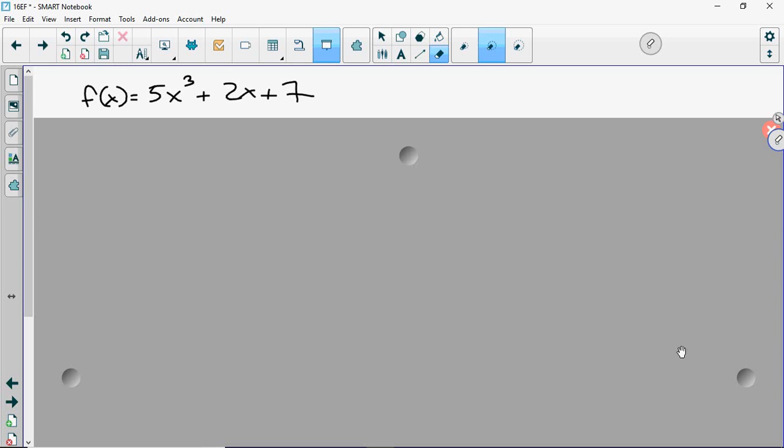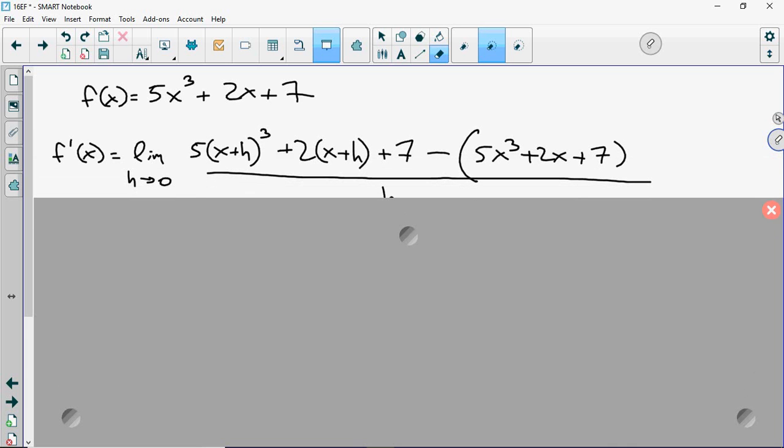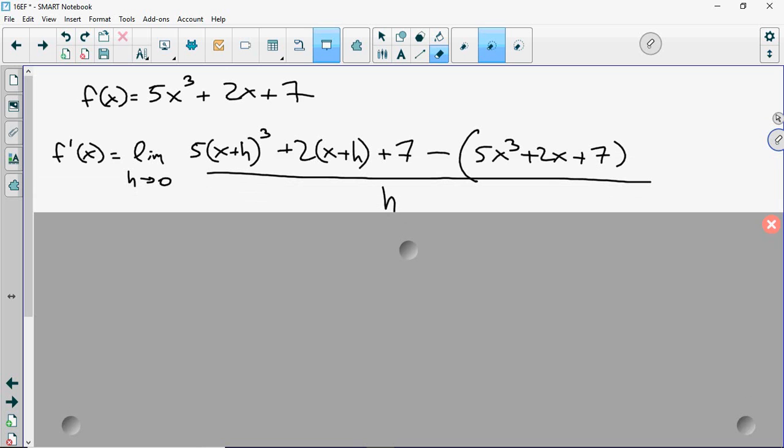this. Also works when there are multiple terms in the function. It's annoying, but it works. So we use our limit definition. And then we have to expand the binomial x plus h cubed and do all that other fun algebra. I mean, right away I do see that the 7 and the 7 will cancel, so that's good.